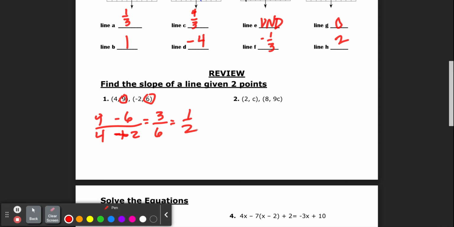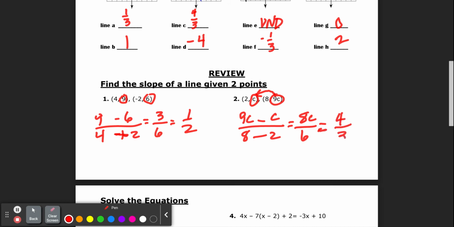Number 2, you've got circle the second number, dash, line, dash. And I've decided I'm going to go right to left just because I see that it will turn into a negative if I go left to right. So I'm going to go right to left. So it'll be 9c minus c over 8 minus 2. So 9c minus 1c is 8c. 8 minus 2 is 6. So those are both divisible by 2, which will make it 4/3 c.